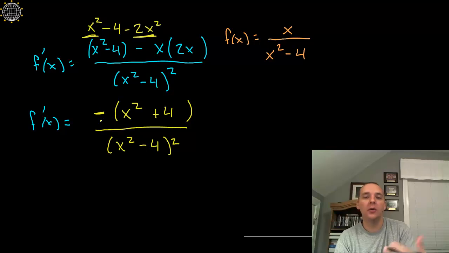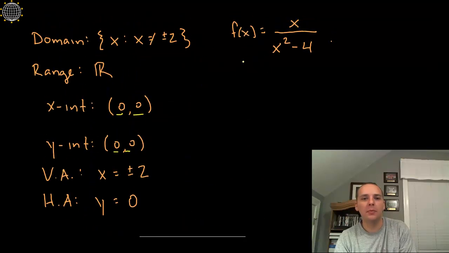So a critical value, you could attain a critical value where the derivative equals 0, or the derivative is undefined. Let's just go ahead and handle that situation first. The only place I see this derivative undefined would be at plus or minus 2. That would give you division by 0. But I remember plus or minus 2 wasn't even in my domain.